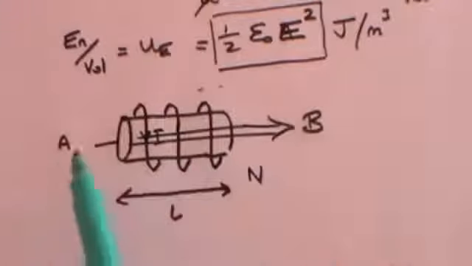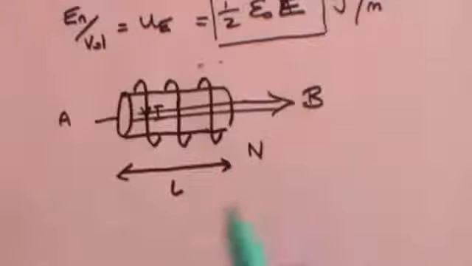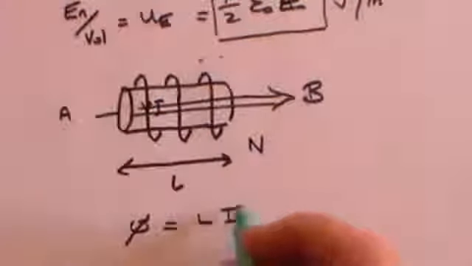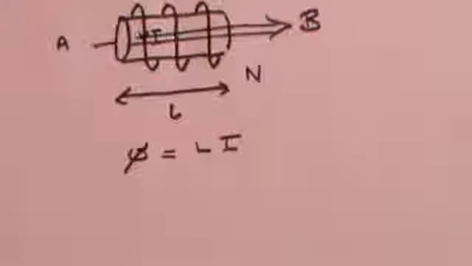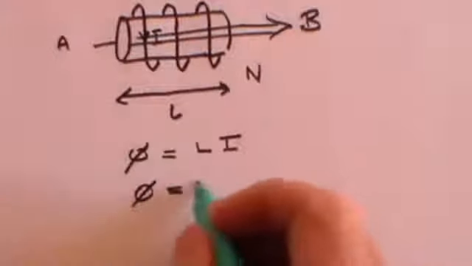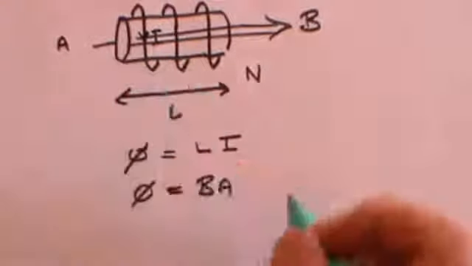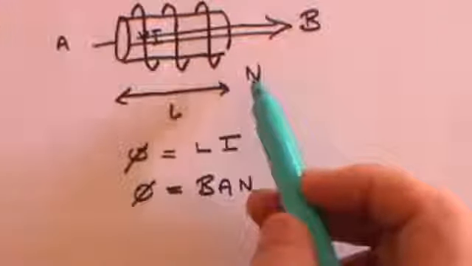The current flowing creates the magnetic field in the centre of the solenoid. Now, from the video on resistance, reactance and inductance, we learnt that the magnetic flux is equal to the value of the inductor times the current that is flowing. From the videos on electromagnetic induction, we know that flux is equal to B, the magnetic field, times A, the area, times N, the number of turns of the wire.